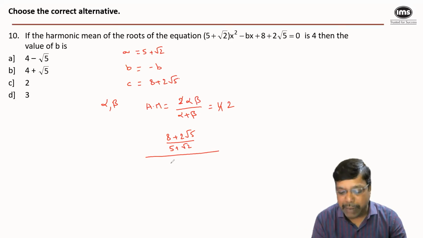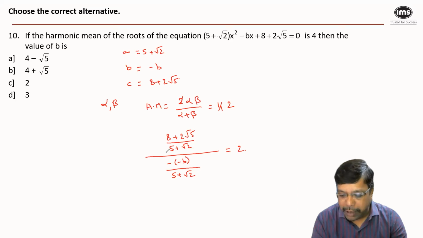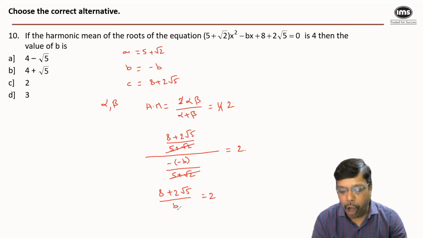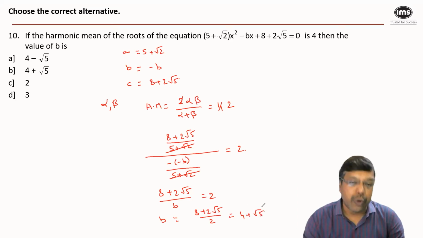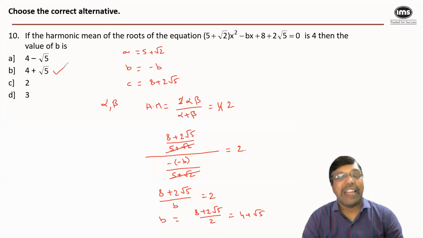Sum of the roots is minus b by a, that is minus of minus b, whole divided by a, which is 5 plus root 2, must be equal to 2. Now 5 plus root 2 and 5 plus root 2 get cancelled out. So we get 8 plus 2 root 5 by b is equal to 2, or b is equal to 8 plus 2 root 5 by 2. And if I cancel 2 throughout in numerator and denominator, we get the value of b as 4 plus root 5, which is answer option B.